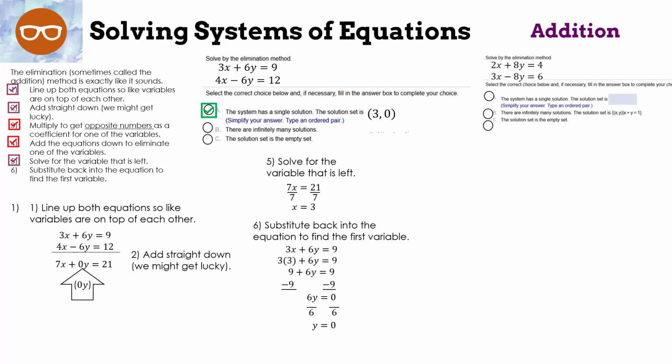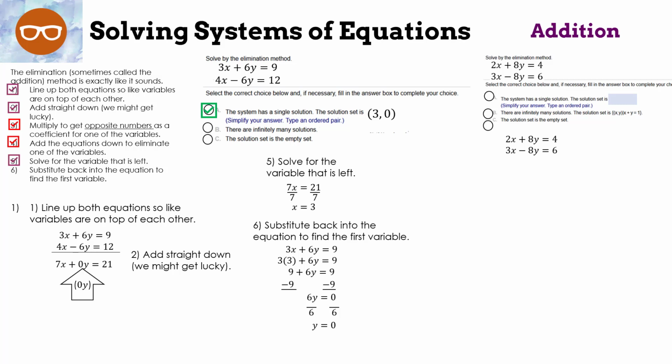Let's look at this one. Solve by the elimination method. 2x plus 8y equals 4, and 3x minus 8y equals 6. The first thing we want to do is make sure that our x's and y's line up. And they do. The x's are on top of each other, the y's are on top of each other, equals, and a number.